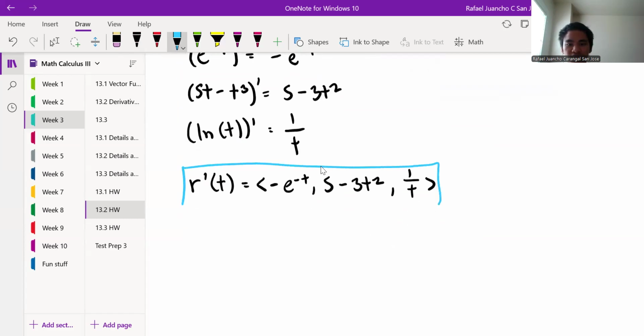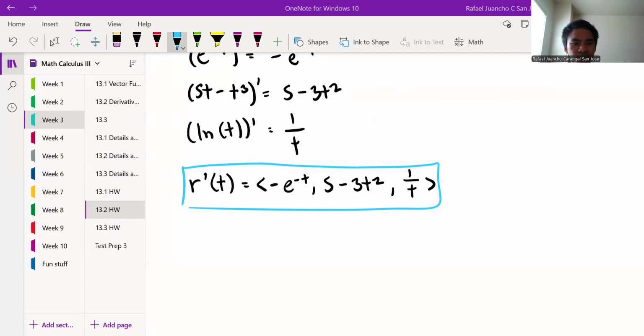And that's my answer. So I'm just gonna write this and see if I got it. Should be able to. Comma 5 minus 3t squared. Or no, 3t squared. Okay. I have 1 over t. And that should be it. Hit submit, see what happens.